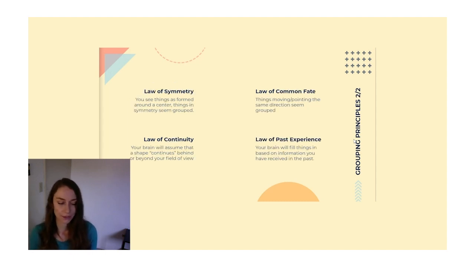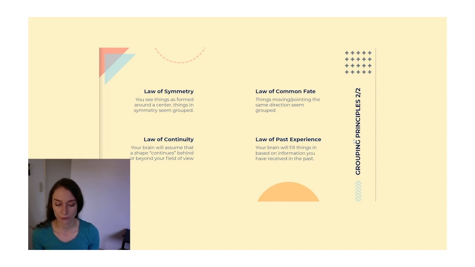Next, we've got the law of symmetry, the law of common fate, the law of continuity, and the law of past experience. A couple of these have to do with motion. The idea here is that the law of symmetry is you see things as formed around a center line, and things that are on opposite sides of that center line are going to feel grouped together. So if something is symmetrical, you're going to see those things as a part of a group.